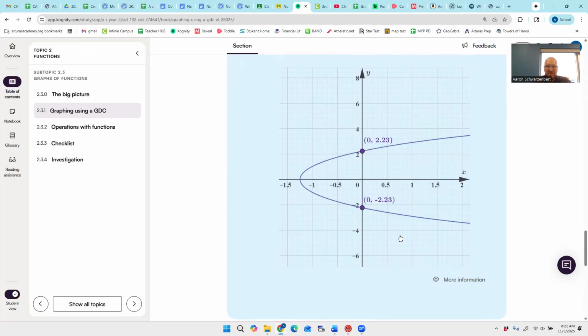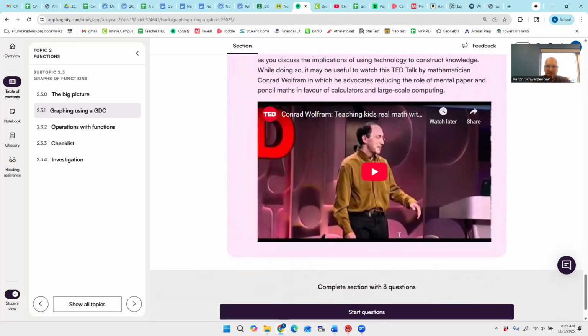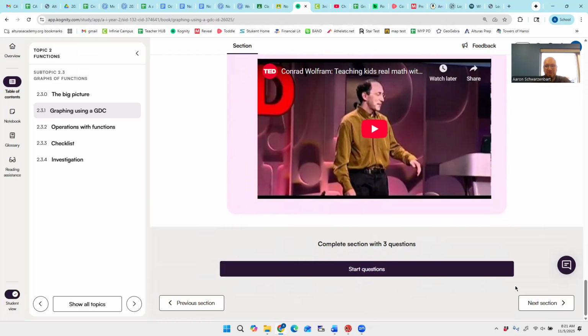This is not a function, but you could be asked to sketch the graph. I don't agree with this guy. He thinks we should do everything on computers. I do not think that's the way to teach math, although I do think we should do some.